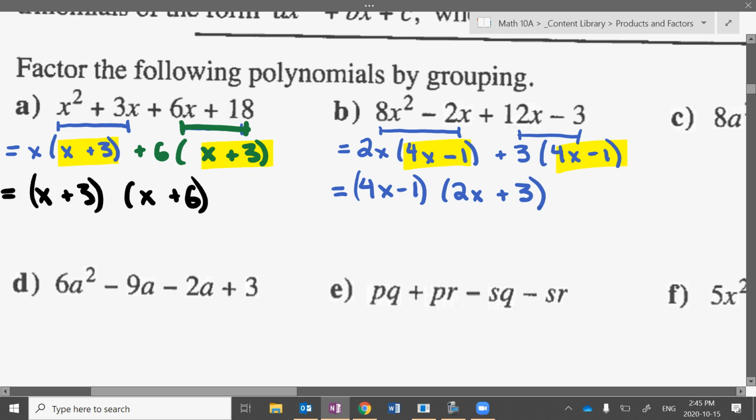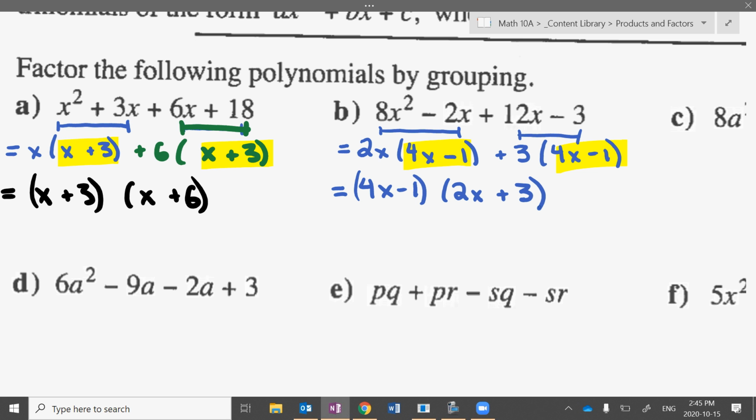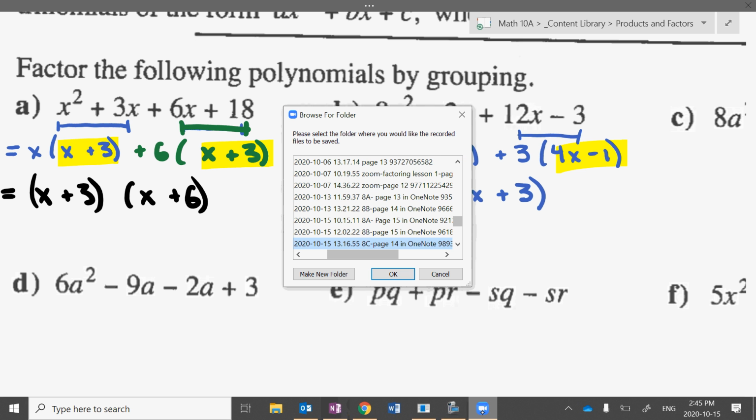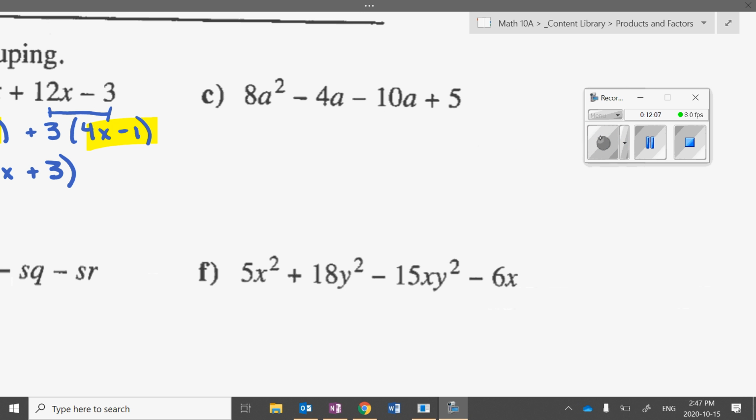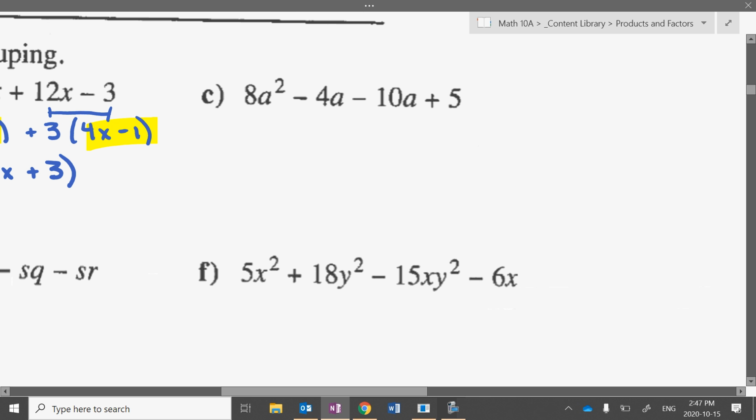Okay, try C on your own. So on this one, first 2, greatest common factor, 4a. Could you have taken out just a 2? Yes, but then they won't match up beautifully after for you. So then I'm left with the 2a minus 1.